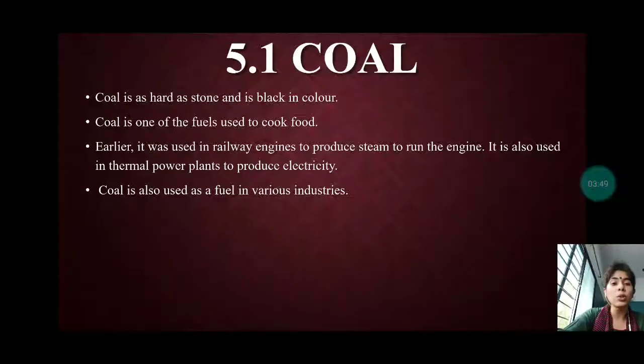Coal is one of the fuels used to cook food. It was used in railway engines to produce steam to run the engine. It is also used in thermal power plants to produce electricity. Coal is also used as a fuel in various industries. Children, these uses can be asked for 2 to 3 marks: write the uses of coal. So you have to write these uses of coal.